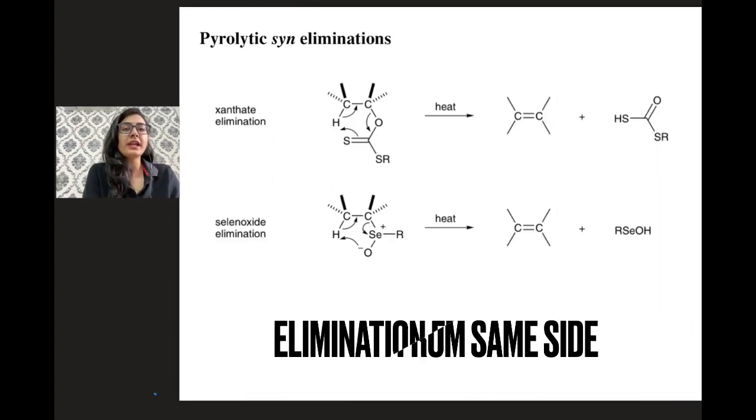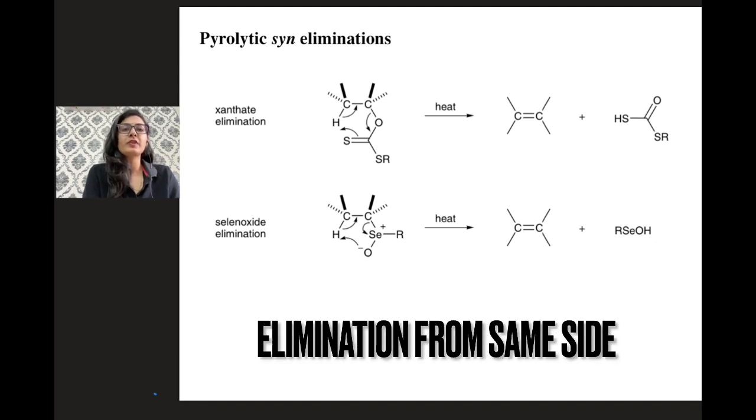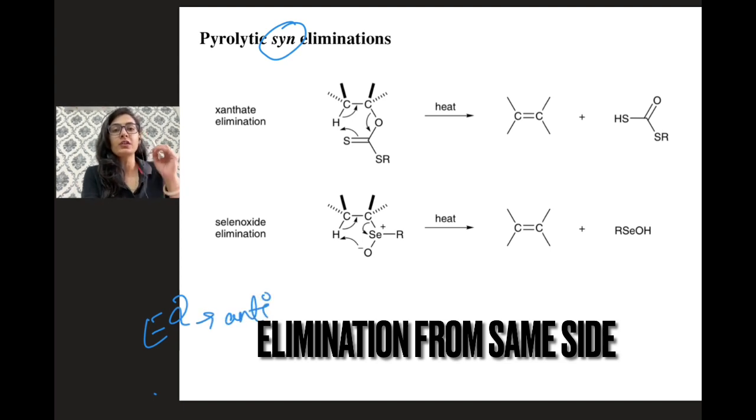Right, guys. So we have another very important type of elimination reaction. It is not only the E1 and E2 elimination that we have to study, we also have to study pyrolytic syn elimination reactions. If you have noticed, in the E2 elimination reaction, all the time we have been talking about anti-periplanarity. We want the hydrogen as well as the leaving group to be anti-periplanar to each other. But here we are talking about the leaving group and the hydrogen being on the exact same side.